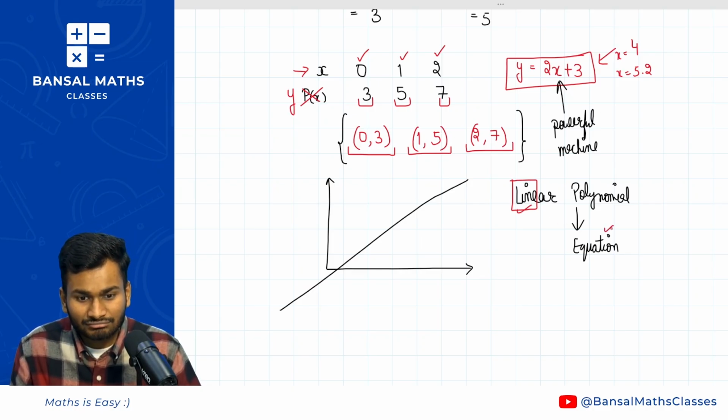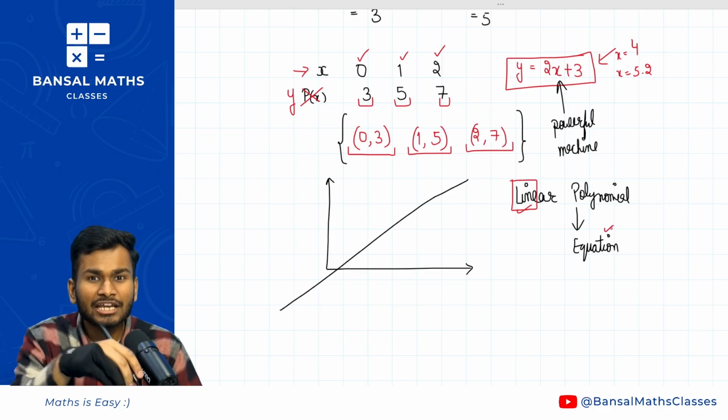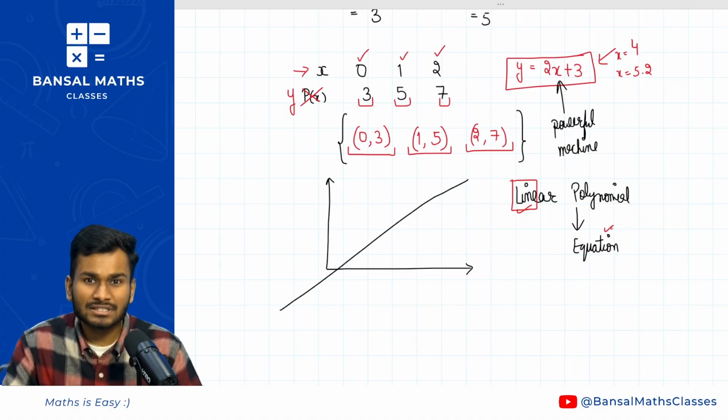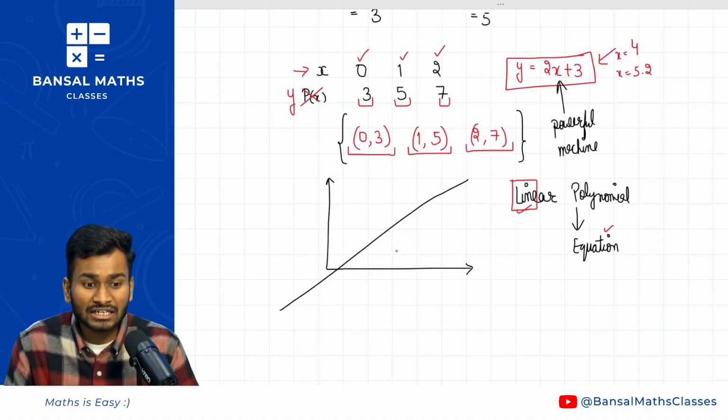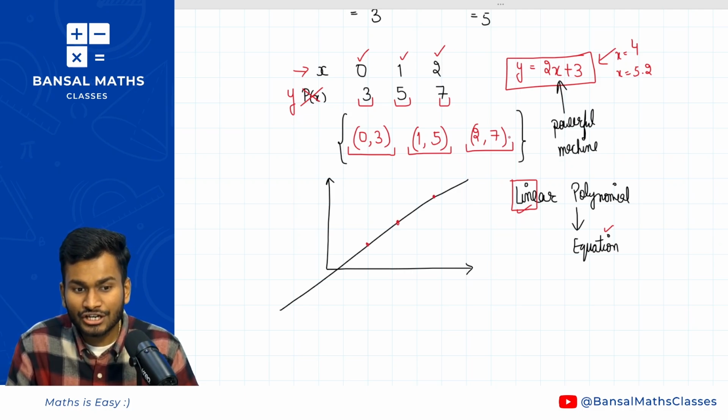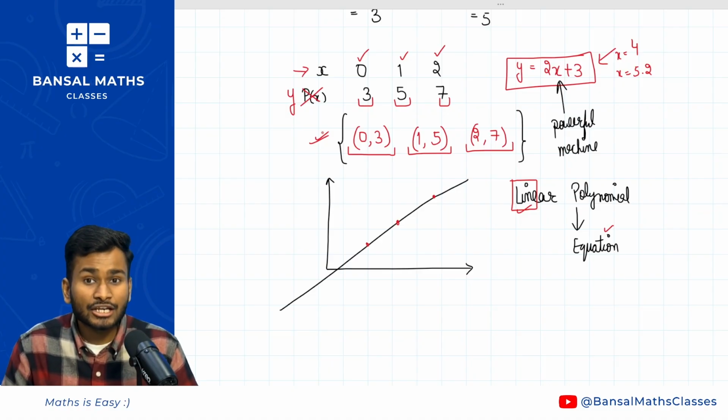Line equation. Equation of line. So linear equations, equation of line, the same thing, right? Linear equations generate coordinates and result in a straight line on the Cartesian plane. So these three coordinates that we just got, if you plot them on the Cartesian plane and join them, they'll give you a straight line.